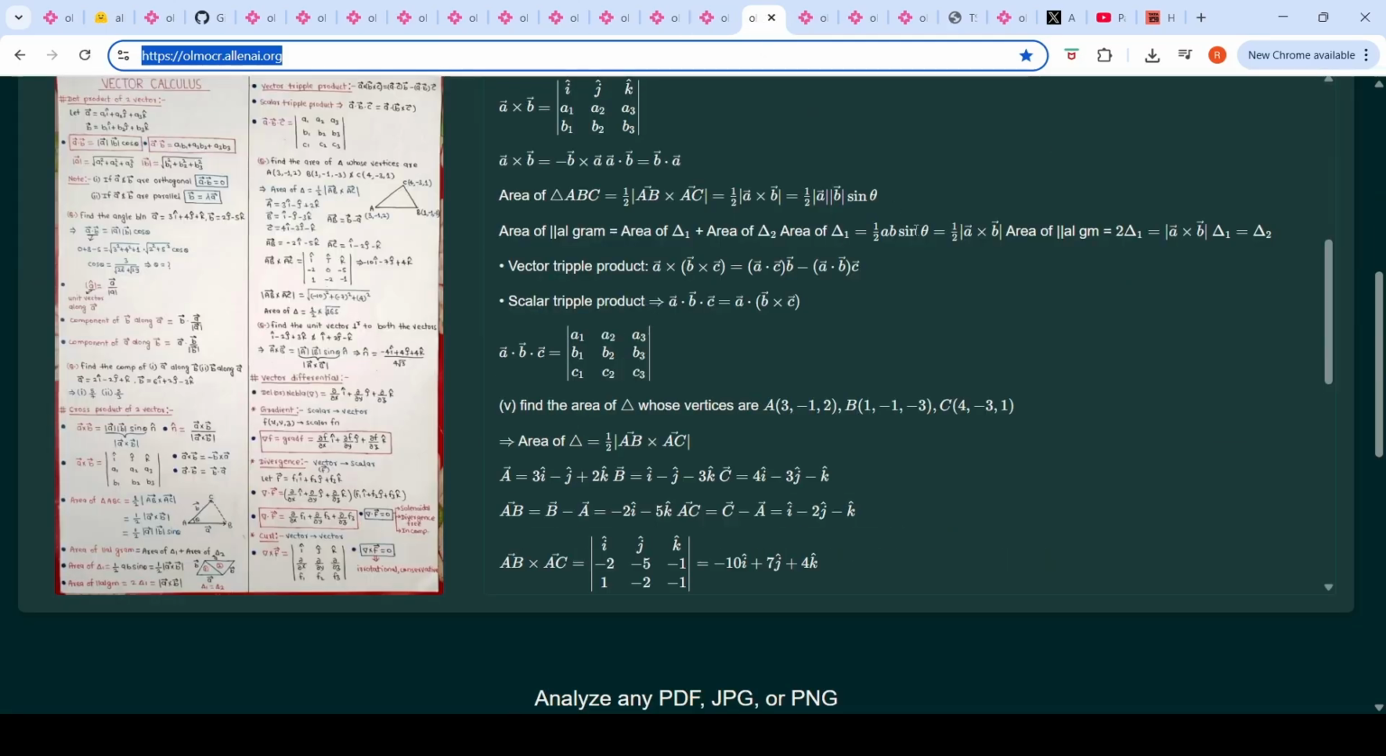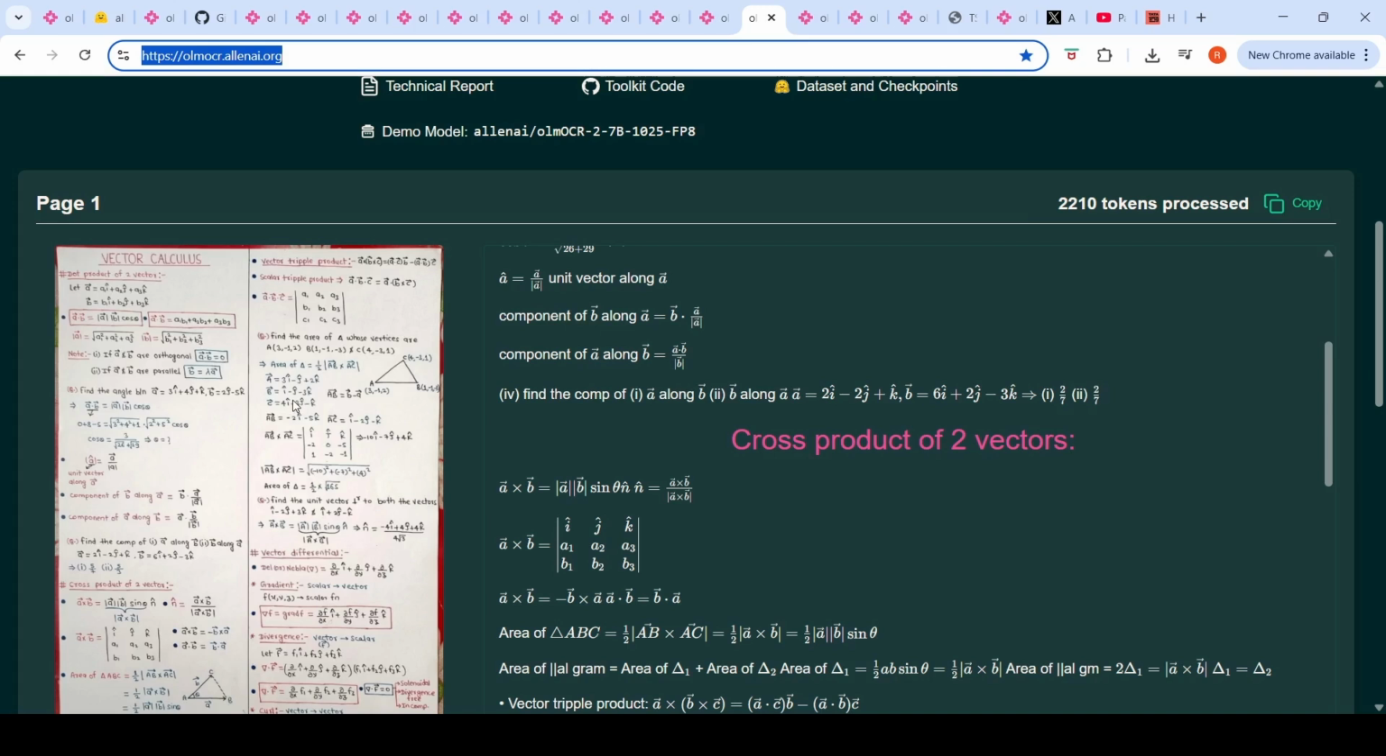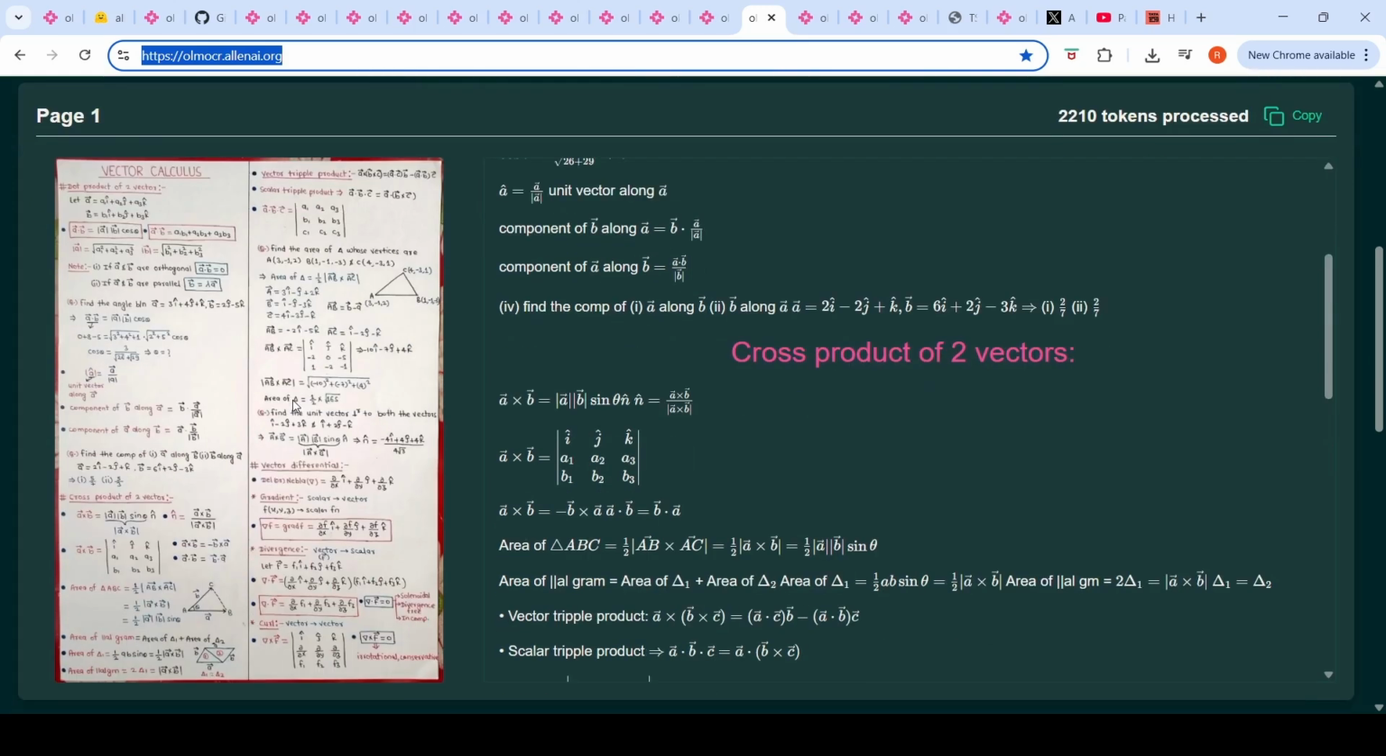Then I tried a slightly complex image. Somebody asked me previously when I was testing out OCR models, what if you give a handwritten formula and whether it is able to detect it.